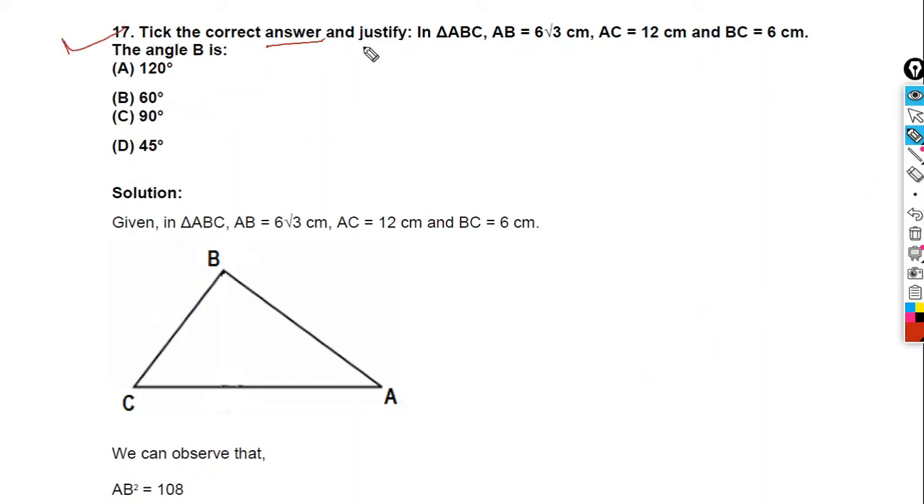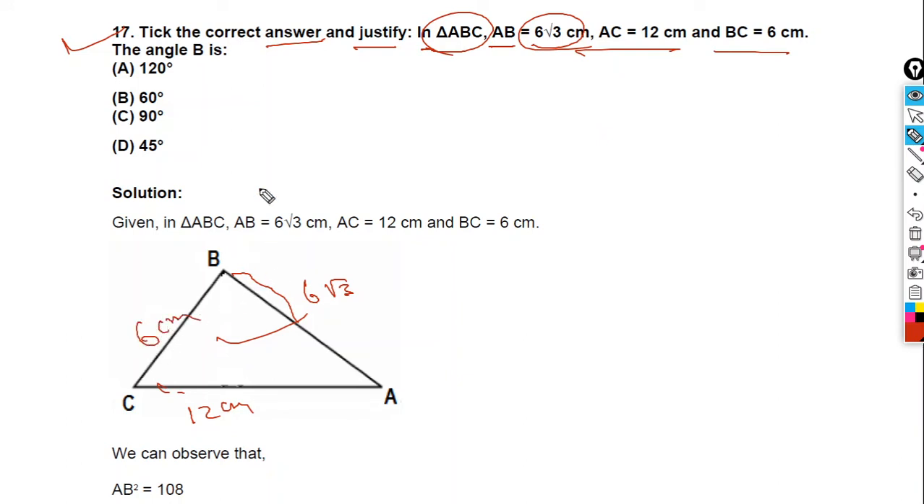Take the correct answer and verify. In triangle ABC, you can see triangle ABC, AB equal to 6 root 3 centimeter, AC equal to 12 centimeter, and BC equal to 6 centimeter. Take the correct answer and justify. The angle B is dash. So you have to find the measure of angle B from these four alternatives: 120 degree, 60 degree, 90 degree, 45 degree.